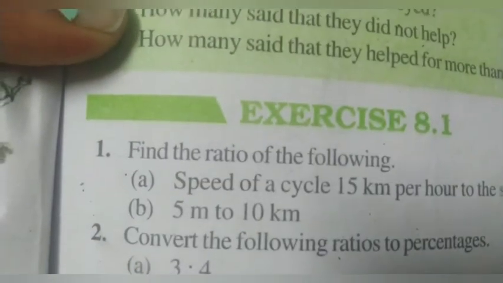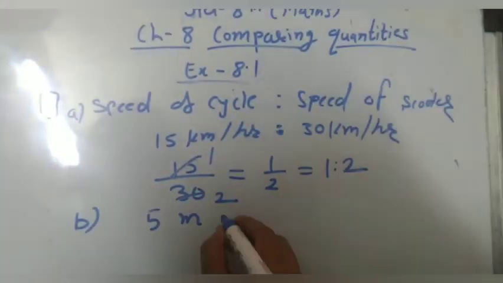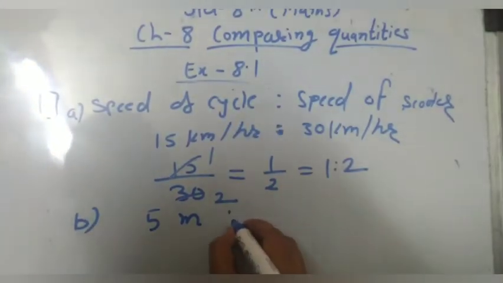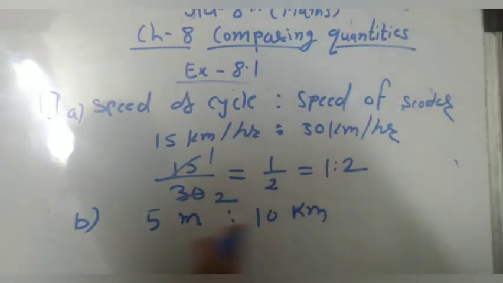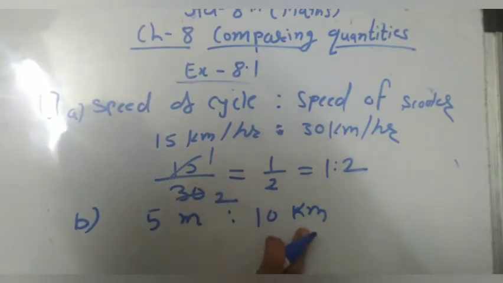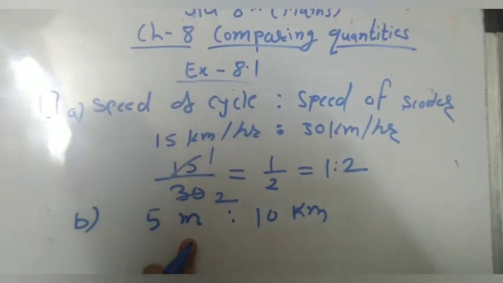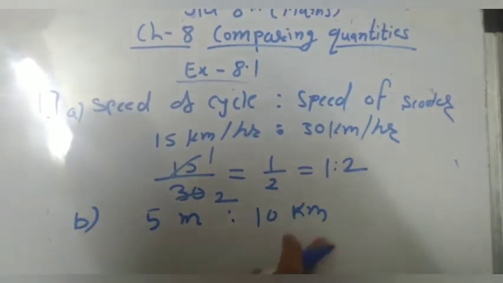5 meter to 10 km. So in this problem units are different. Here is meter and here is kilometer. So we have to make the unit same. Changing the bigger unit to smaller unit is easier for us because we have to multiply the value. So 1 kilometer equals 1000 meter.